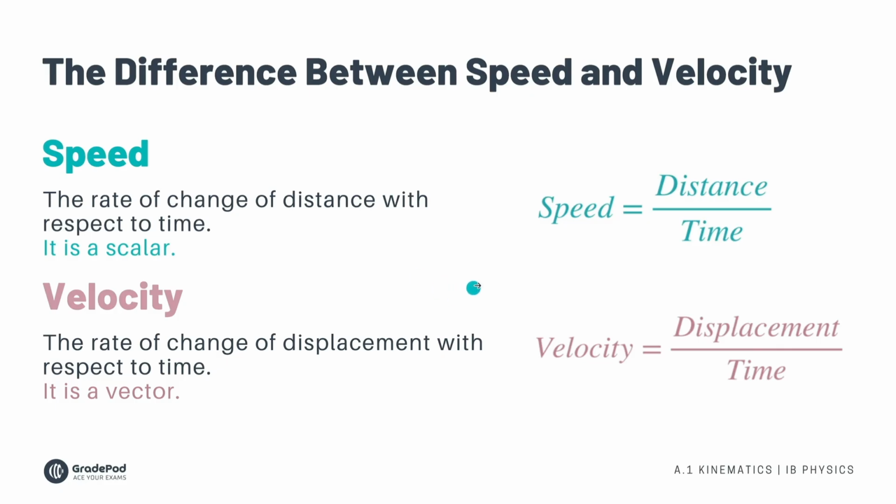So you can see that the equation for speed is speed equals distance over time. You know that, right? You'll notice that distance is a scalar, speed is a scalar. Always use the scalar quantity of distance to calculate speed. Velocity is a vector. So we're going to look for a vector quantity to calculate velocity. So the equation for velocity is displacement over time.